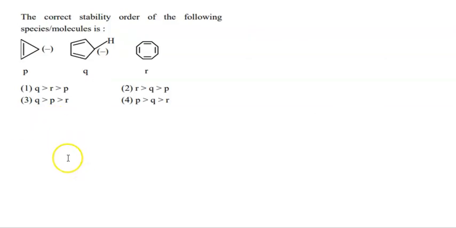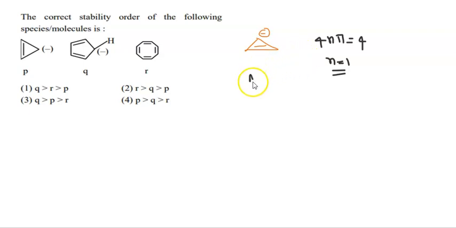The correct stability order of the following species is. So here the species given is cyclopropenyl anion. Cyclopropenyl anion is a cyclic compound. It is a planar compound. Resonance is exhibited by this compound, but 4n pi electrons is equal to 4 electrons, n is equal to 1, a whole number. Cyclic, planar, conjugated, and obeys the 4n pi electrons. That's why it is an anti-aromatic compound. Anti-aromatic compounds are highly unstable.